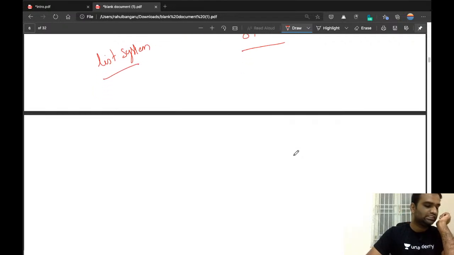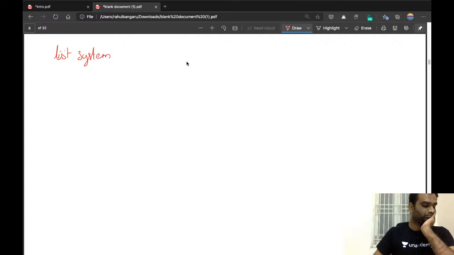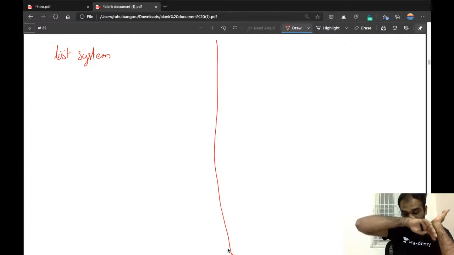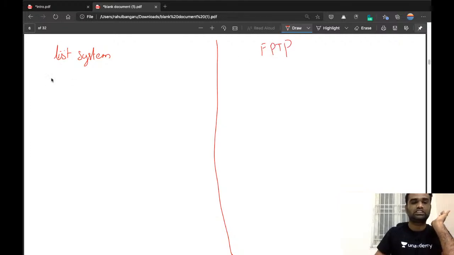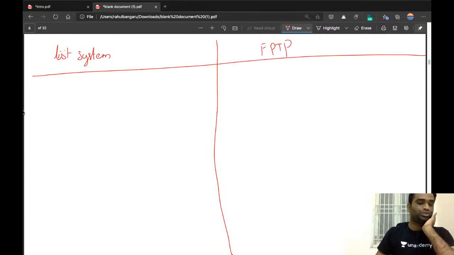Now, in this proportional representation system, first we will discuss the list system. Now we will compare this list system with the first past the post system.